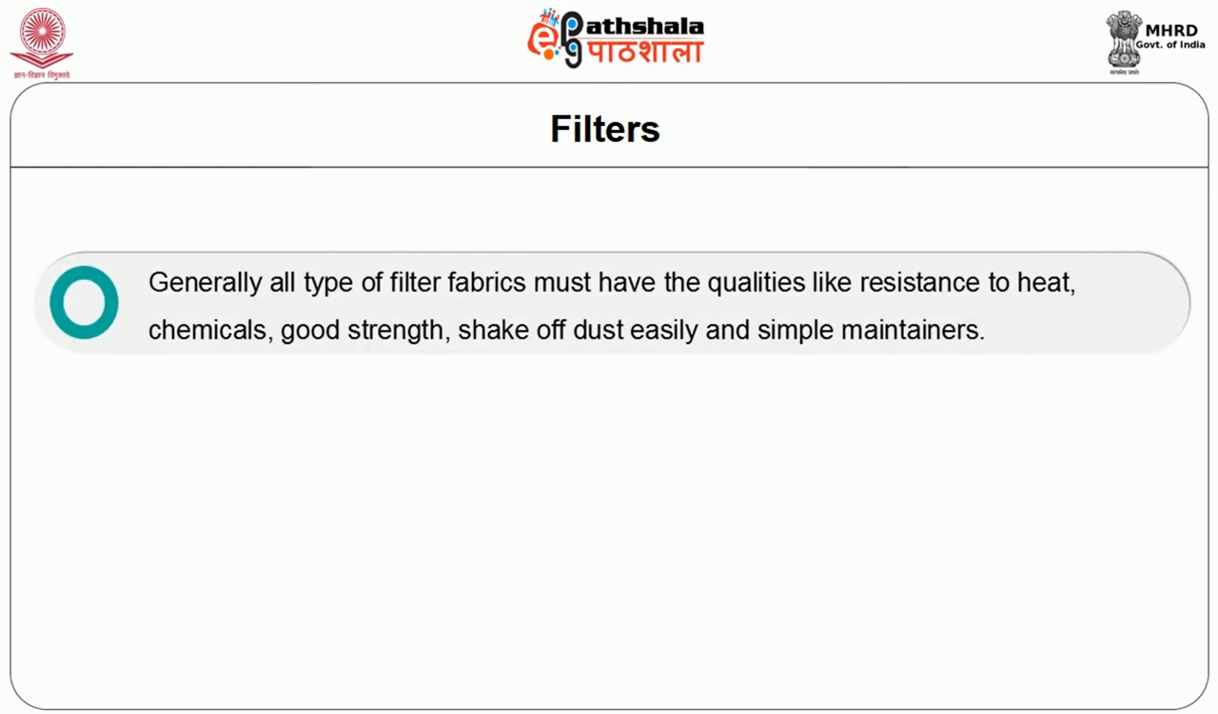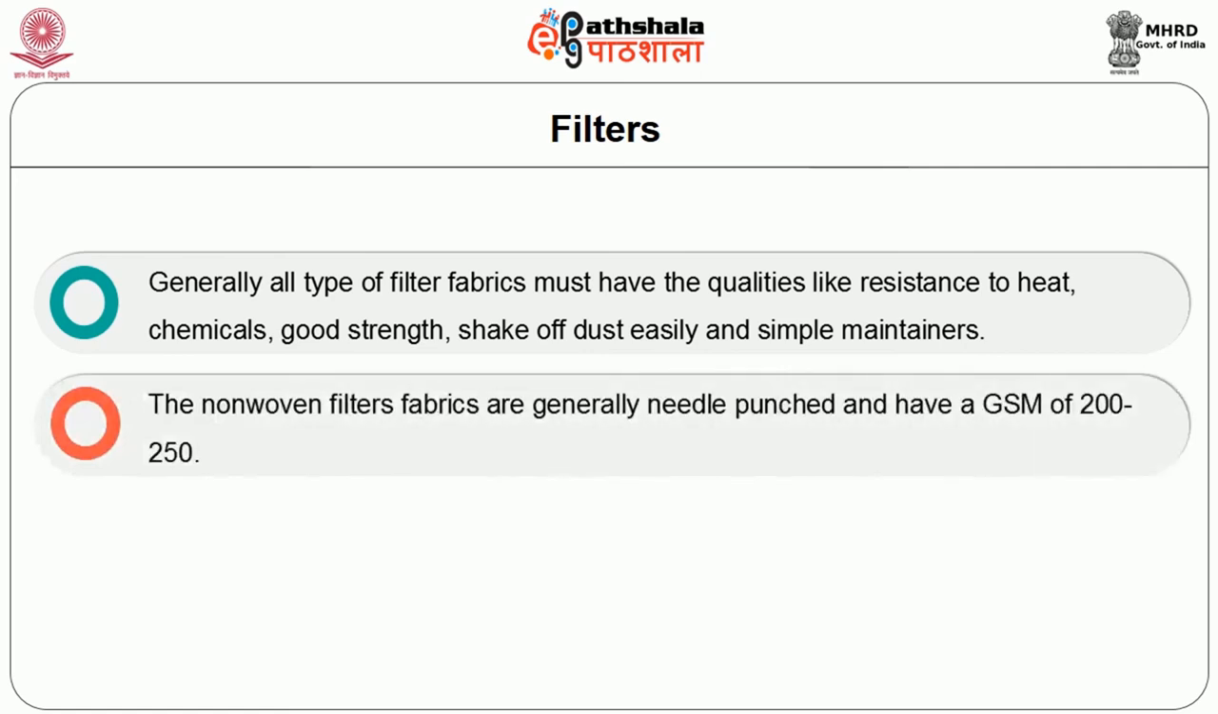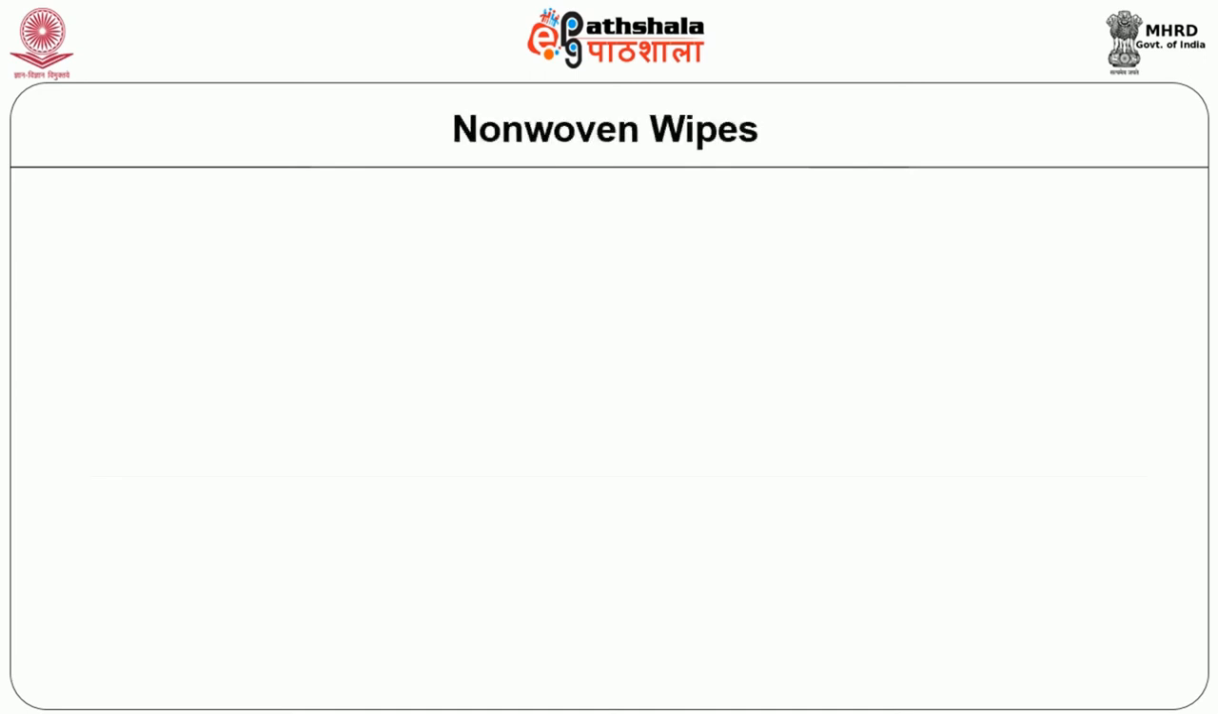Generally, all types of filter fabrics have qualities like resistance to heat and chemicals, good strength, ability to shake off dust easily and simple maintenance. The non-woven filter fabrics are generally needle punched and have a GSM of 200 to 250. The next aspect we will be seeing is non-woven wipes.